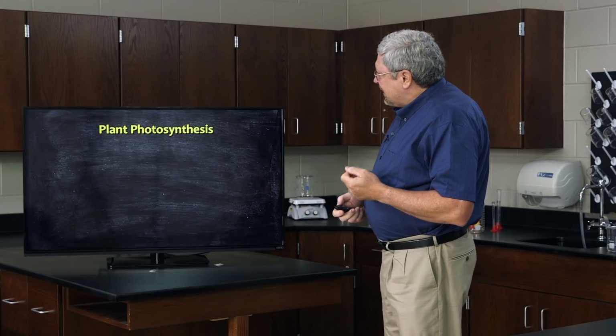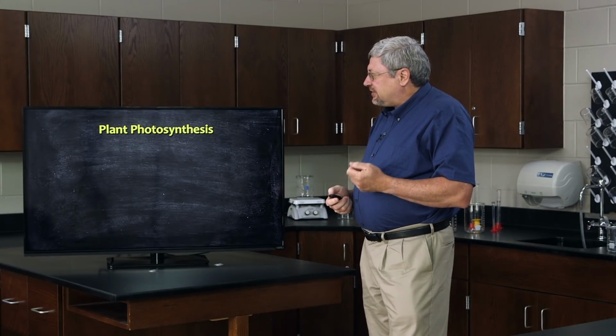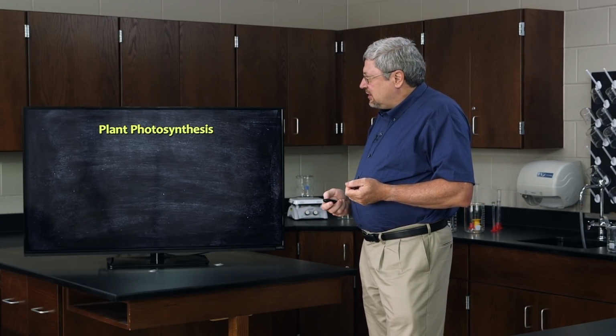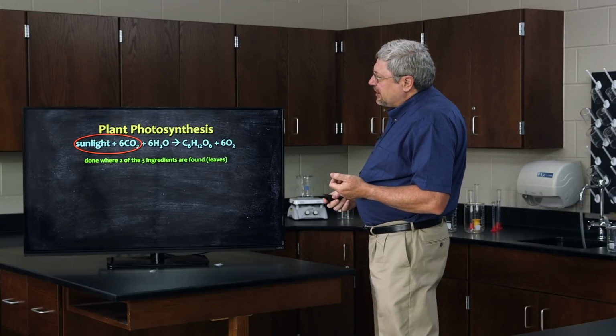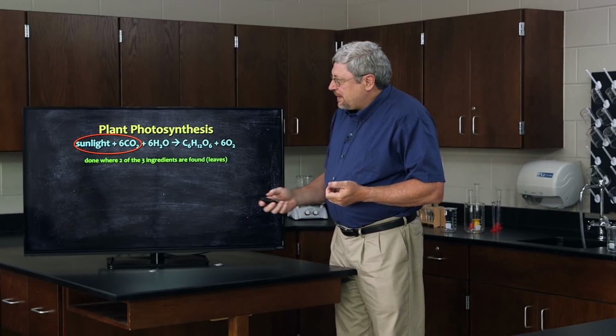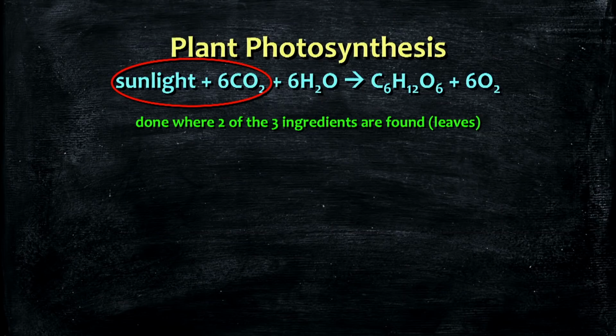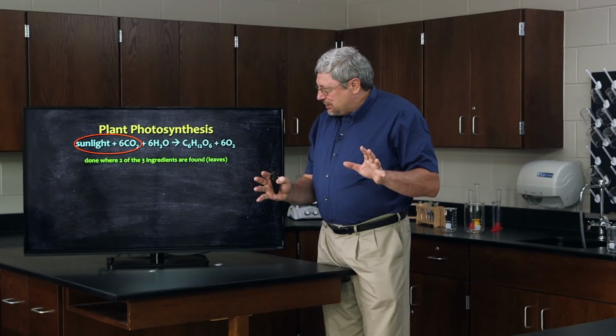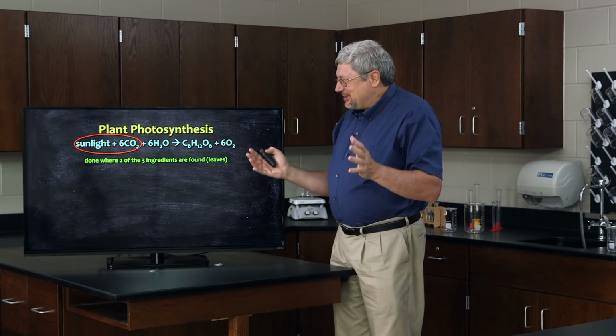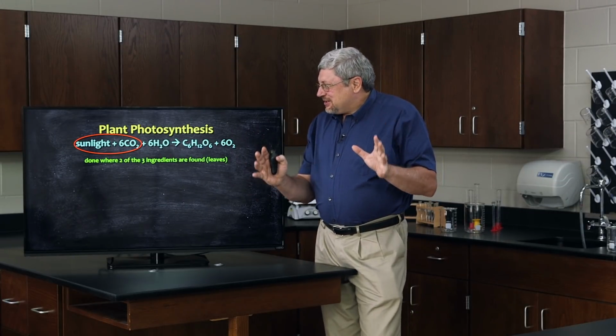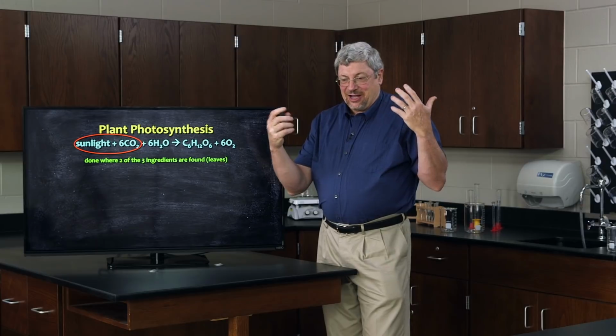So the process of photosynthesis can be summarized by a chemical equation. Sunlight plus carbon dioxide plus water will yield what is a chemical formula for sugar, glucose, plus oxygen. Now that might be something you don't understand. You don't understand this equation, but just maybe think of it as an algebra equation.